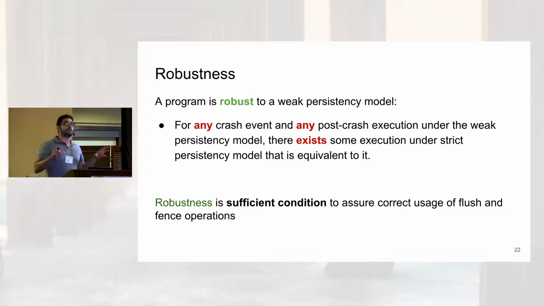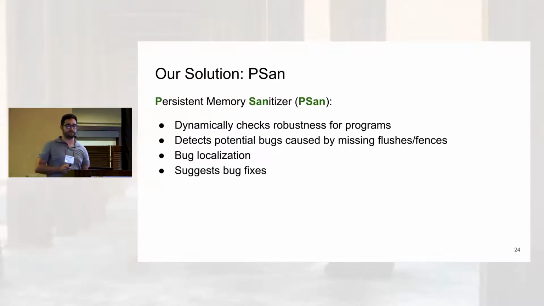Robustness is a sufficient condition to ensure that flush and fence instructions are used correctly. In other words, adding more flushes and fences to a robust program will not change the set of possible post-crash executions. Our tool, PSan, dynamically checks for robustness for programs under the x86 persistency model.